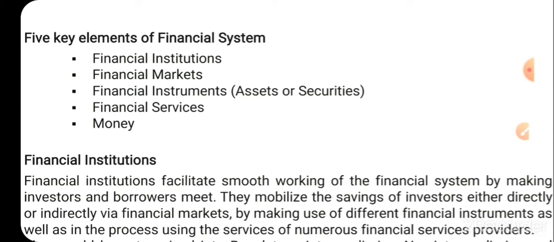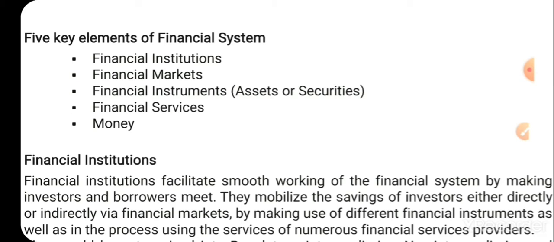Those parts or elements are financial institutions, financial markets, financial instruments such as assets or securities, next financial services and money. So first we will look into financial institutions. Financial institutions are the organizations or intermediaries which serve as a link between the savers and investors to provide funds either for institutions or personal savings.